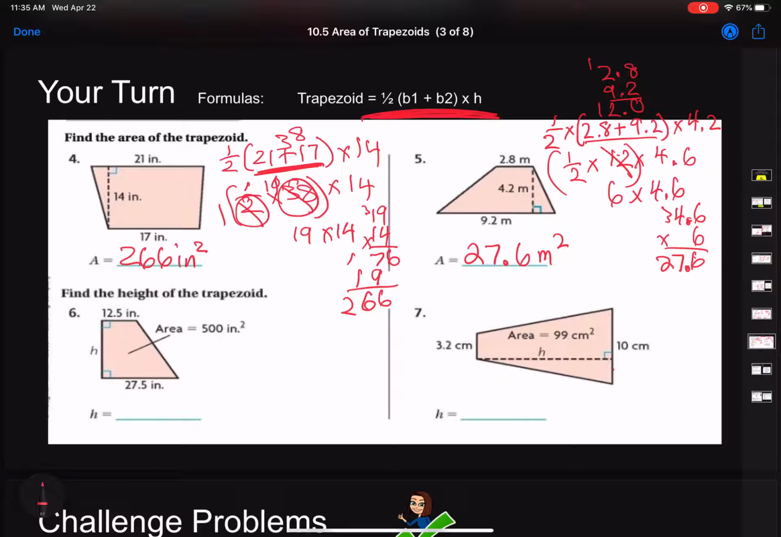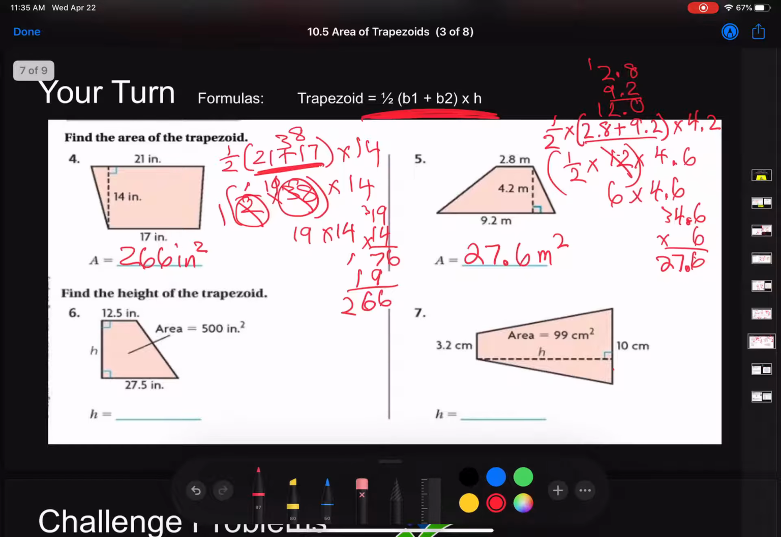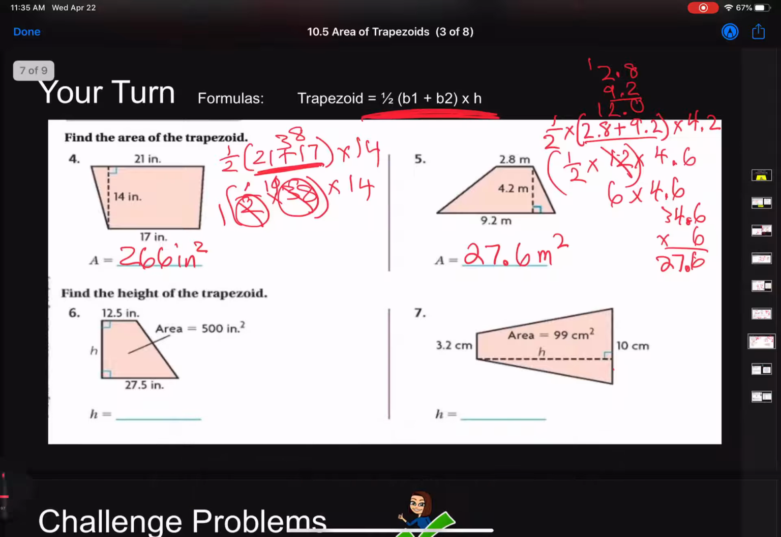Okay, so on the next two, we're missing the height. So we need to use our formula and solve for the height. I need to make a little bit of room here. All right, so we're going to start plugging things in, using our formula that's up at the top. We know our area, so that's going to be 500 equals 1/2 times, now we want to add up our two bases, which is 12 5/10 plus 27 5/10, times h, because we don't know the height.